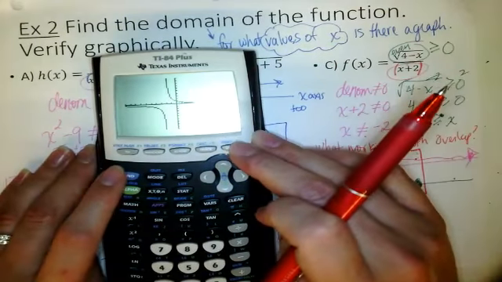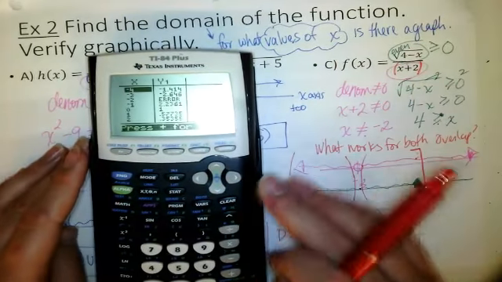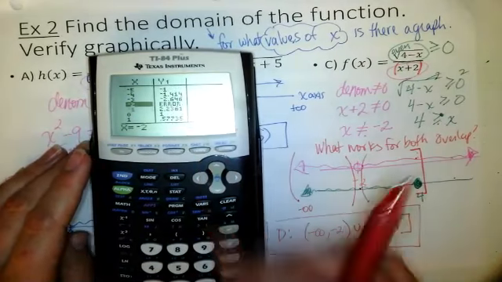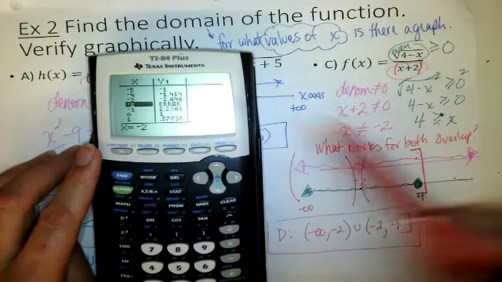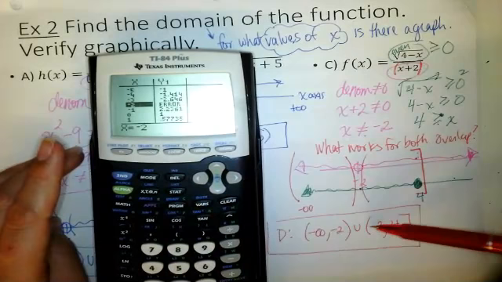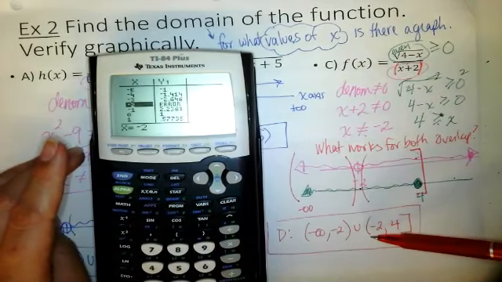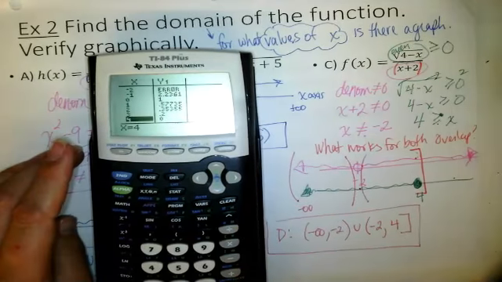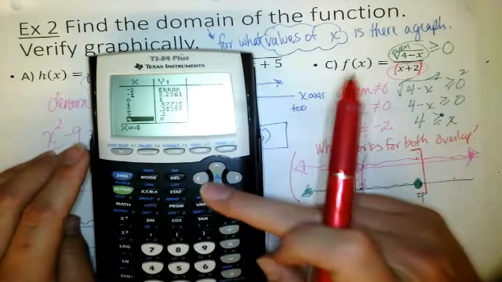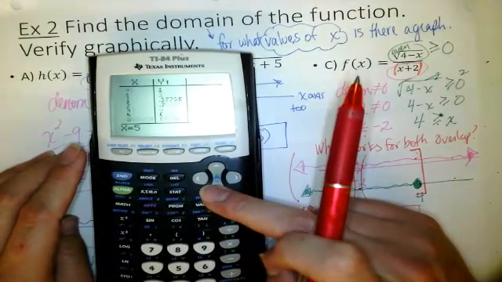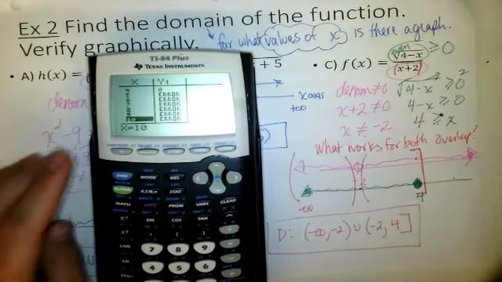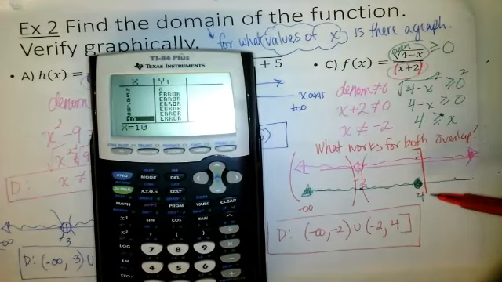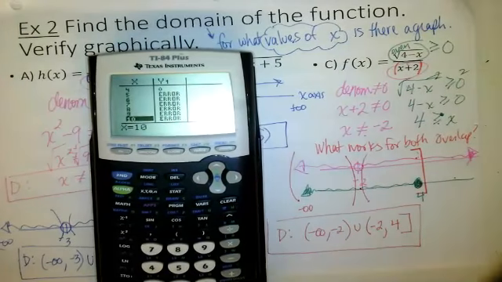I'm going to also look at the table and show you the table. You can see at -2, what do we have? Error. -2 is not part of the domain. It's not included. And then when we continue on, you see that we have an output for 0, but after 4, I have error, error, error, error, error, error. Nothing to the right of 4 works. So all these things can be verified with your calculator.